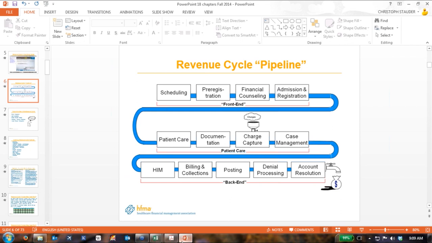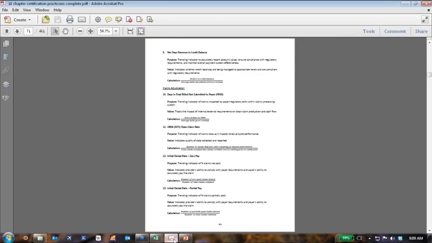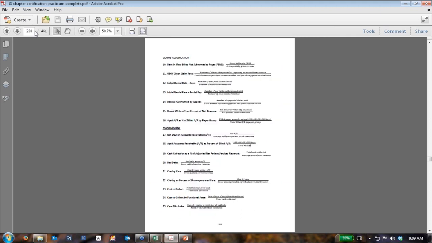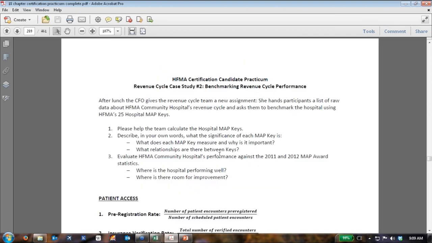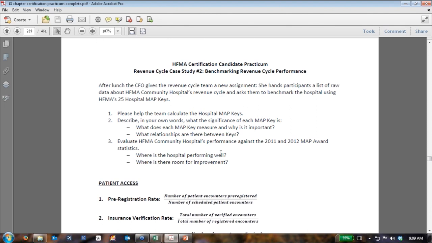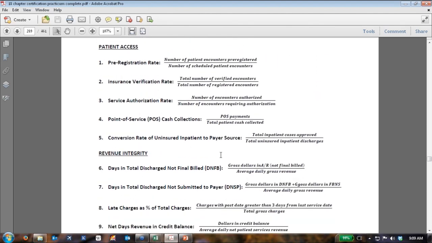Then another tool that I have created is another exercise which goes into more detail, and you find that one in the case study section on page 286. So that's where I'm going to maneuver us here. Okay, so here are all of the 25 hospital map keys. Okay, you saw them a moment ago.